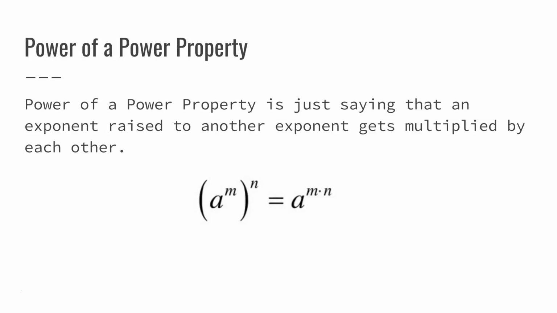So the first one we're going to talk about is power of a power. That's just saying that an exponent raised to another exponent gets multiplied. So in this case, see how our base with an exponent on it got raised to another exponent, so they're kind of stacked on top of each other. When that happens, you're actually just multiplying those two exponents together, and you'll see examples of that later.